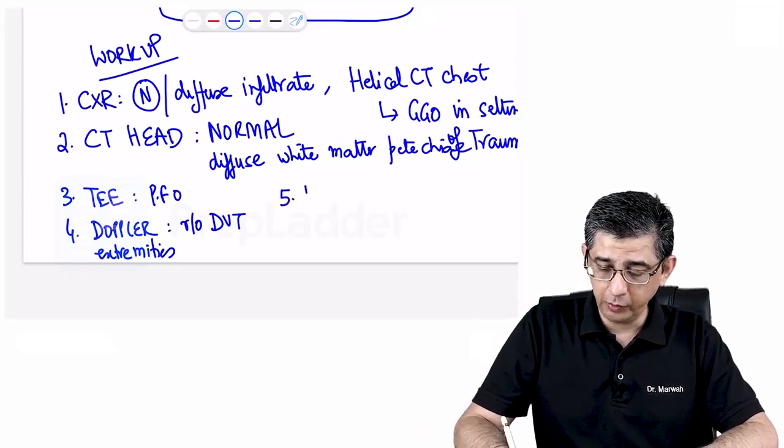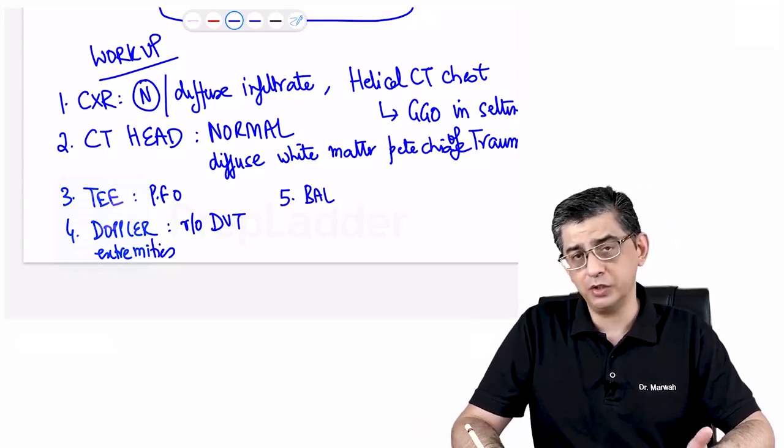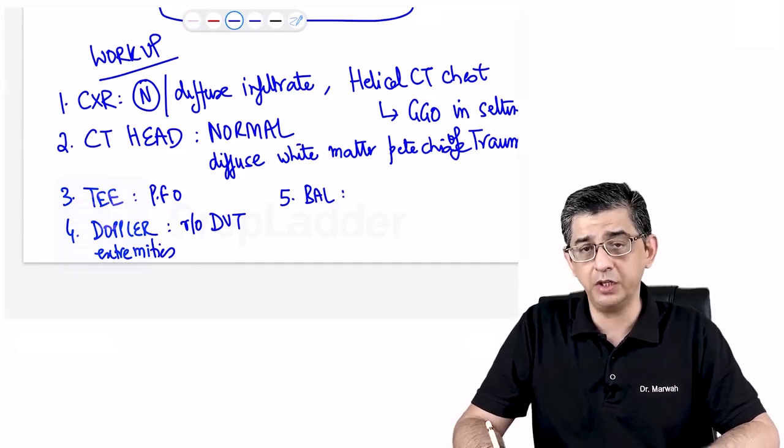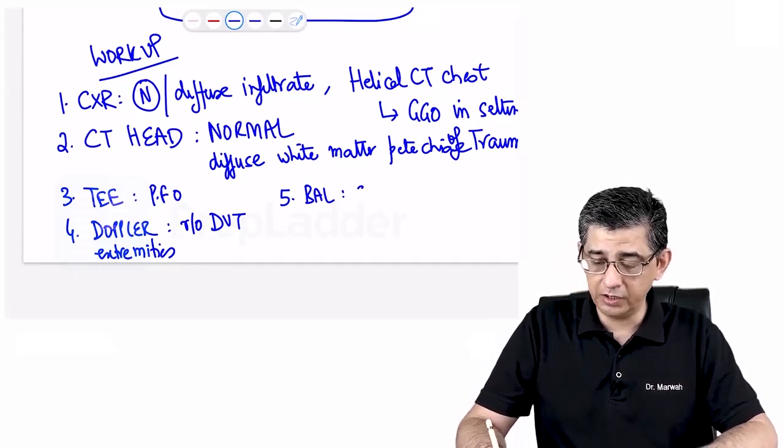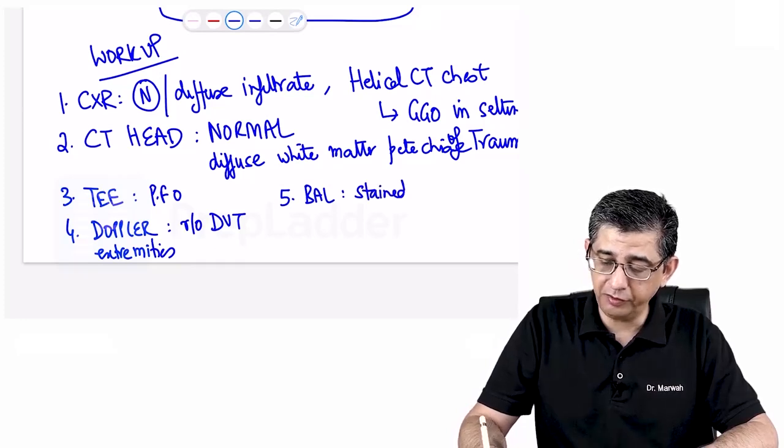Then again, from the perspective of an institution, a research institution, let me say bronchoalveolar lavage can be done, and this bronchoalveolar lavage can then be stained for fat.